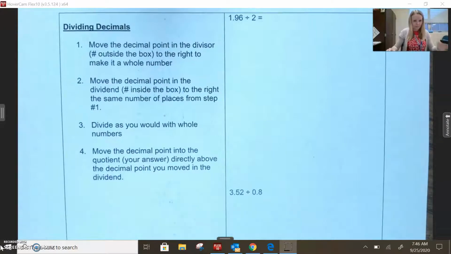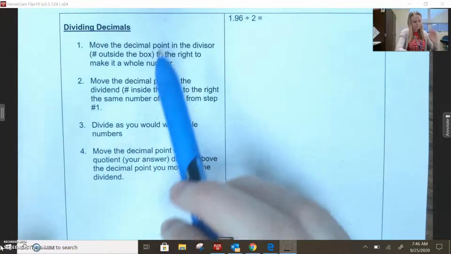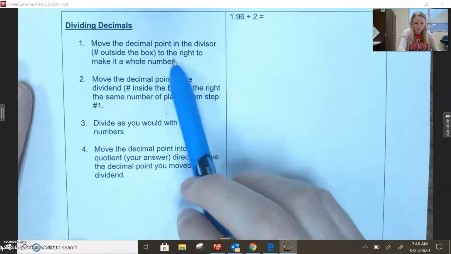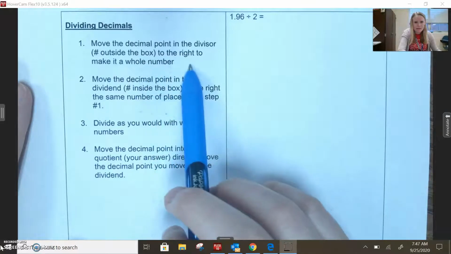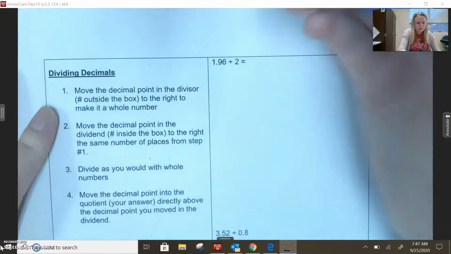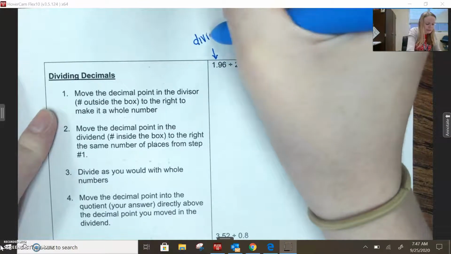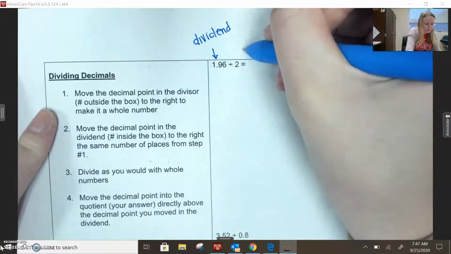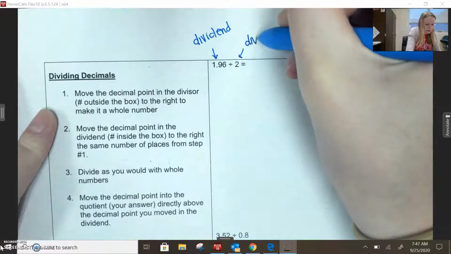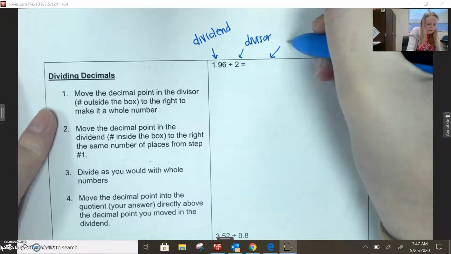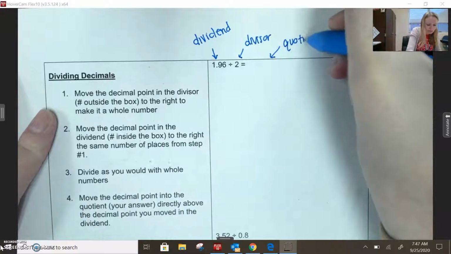Okay? So the last stuff that we're going to look at today is dividing with decimals. So the first step is to move the decimal point in the divisor to the right to make the whole number. So just a quick vocabulary lesson here. This first number is called our dividend. The second number is called our divisor. And then your answer to a division problem is called your quotient.